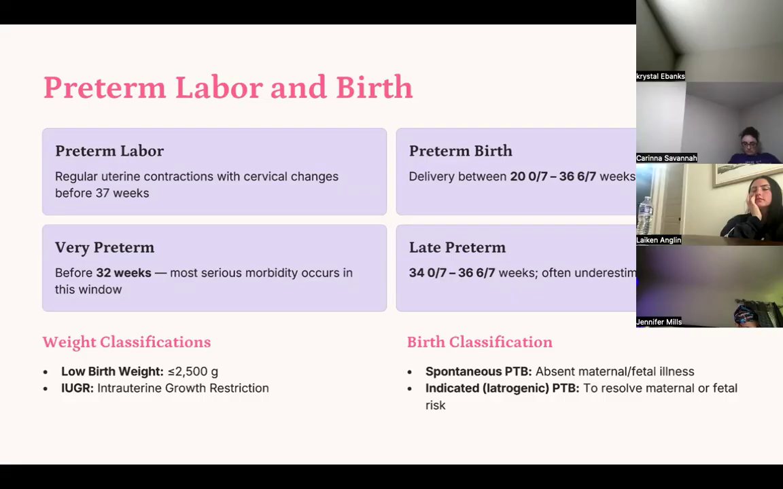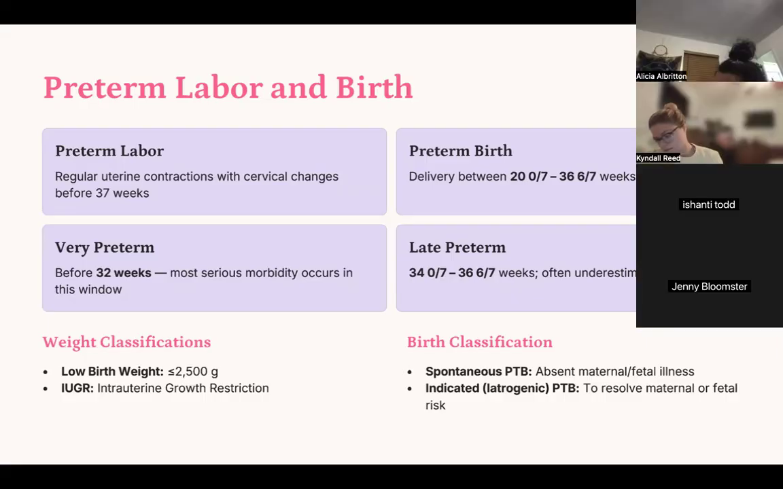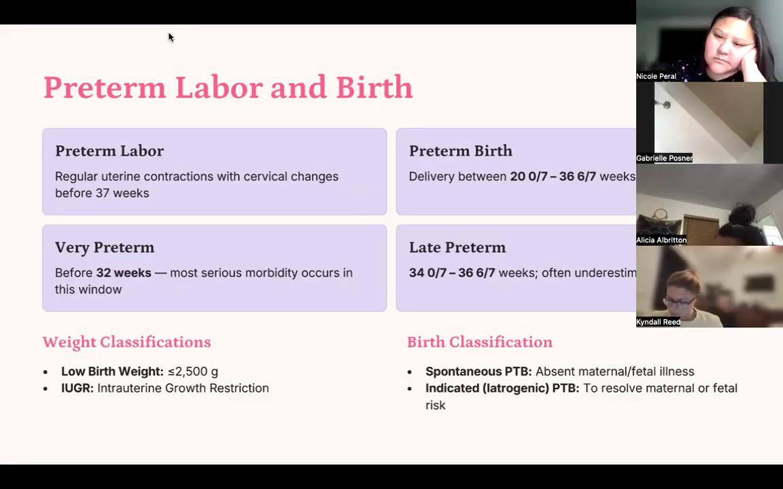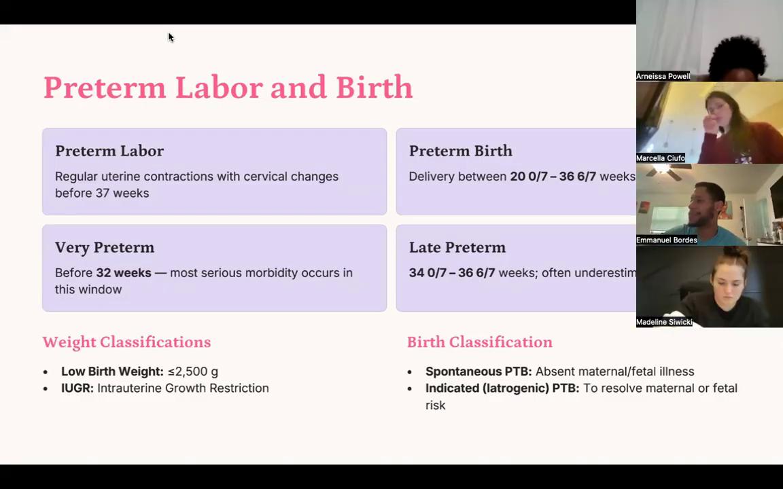Usually, if it's an intrauterine growth restriction, we're looking more towards that late preterm window. Usually even closer to 37 weeks if possible, if the baby can withstand that.